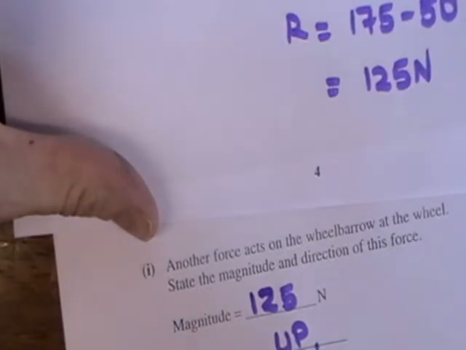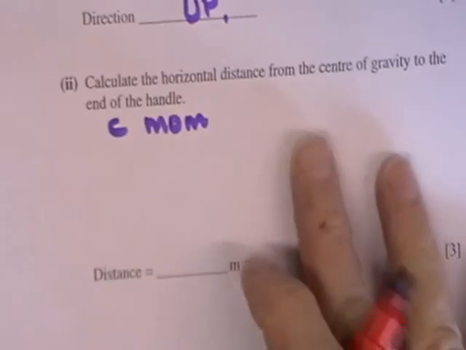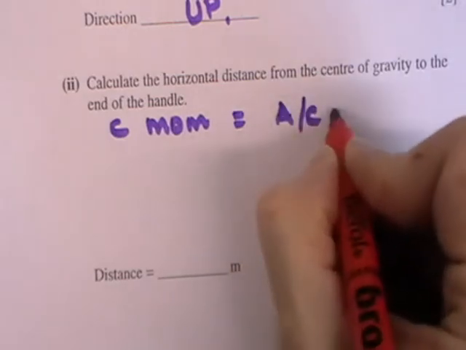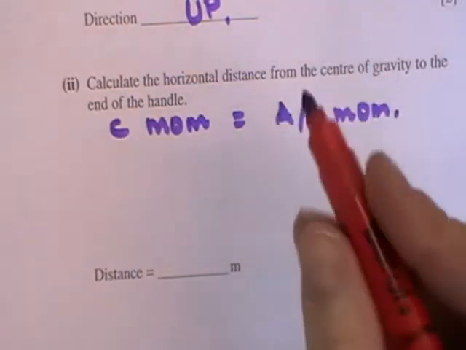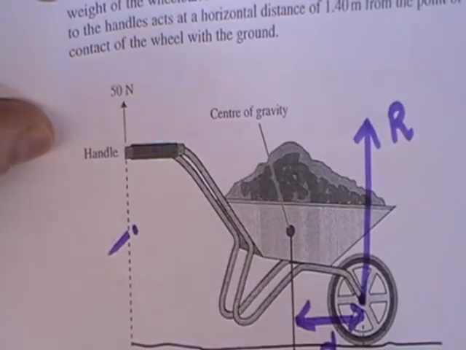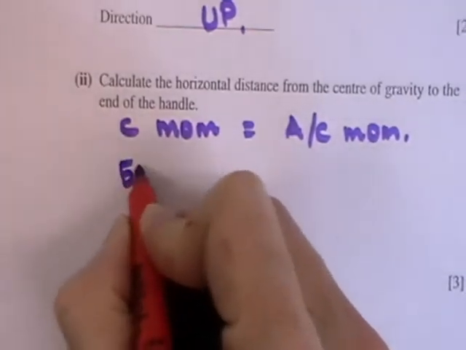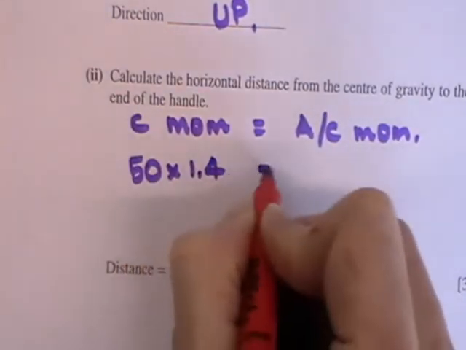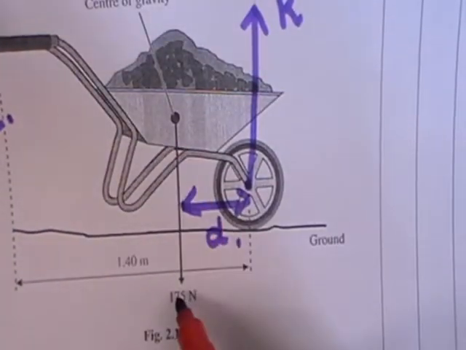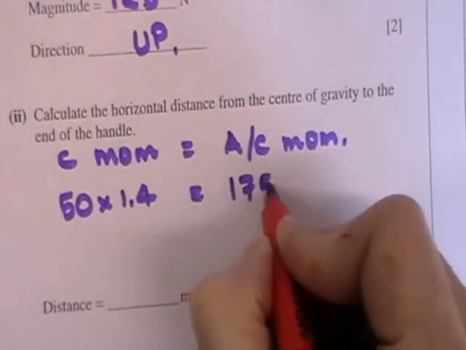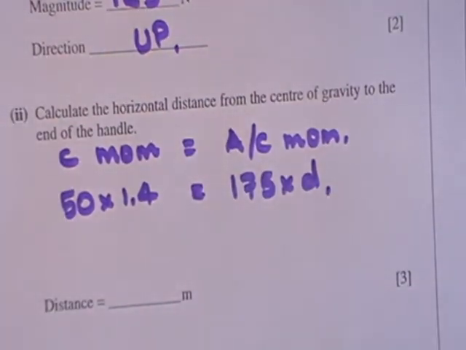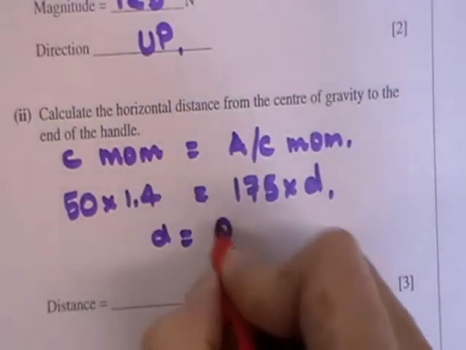So our clockwise moments equal anti-clockwise moments. Our clockwise moments, going back to the diagram, are 50 multiplied by 1.4. And the anti-clockwise moments are 175 multiplied by this distance we don't know. When you do that sum, D comes out to be 0.4 metres.